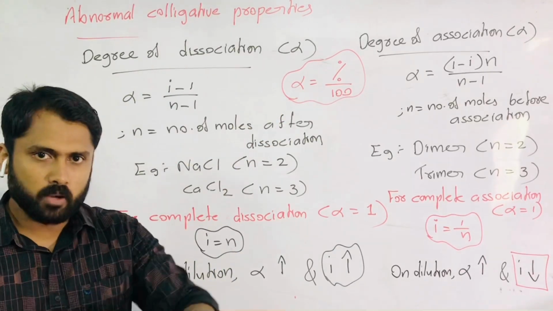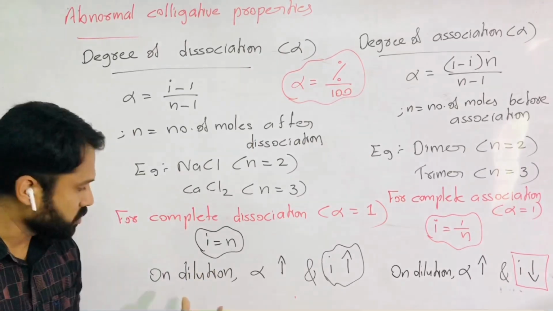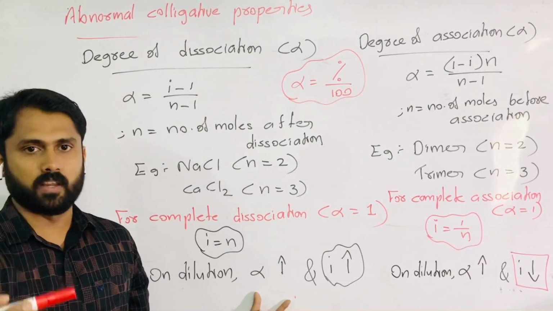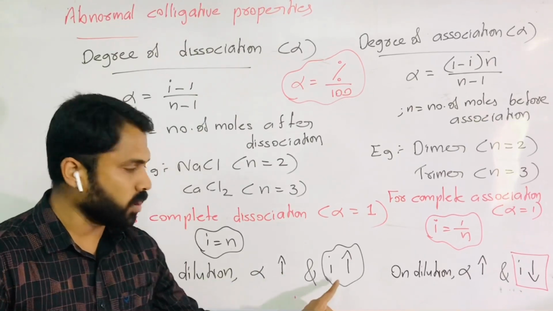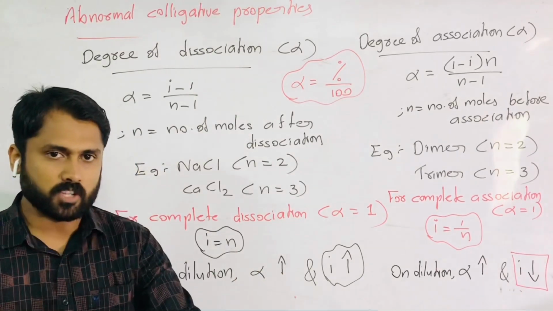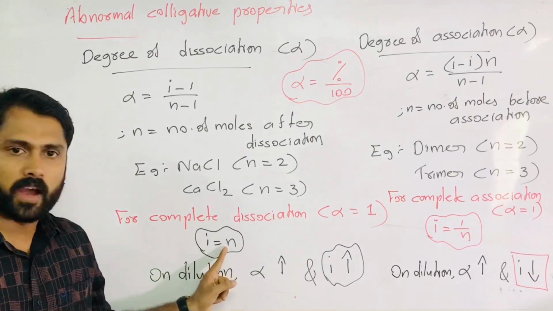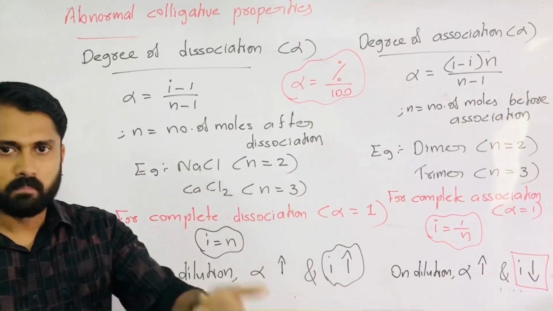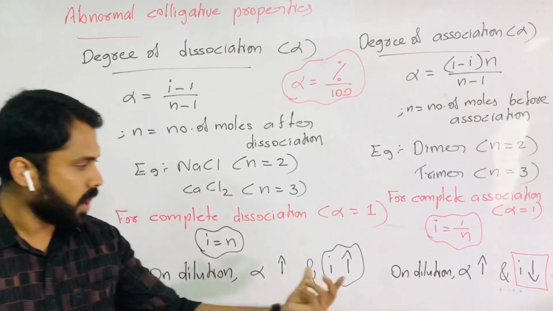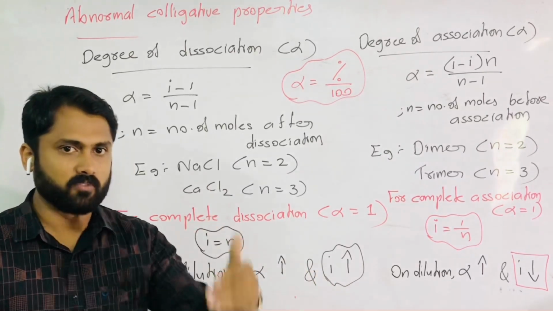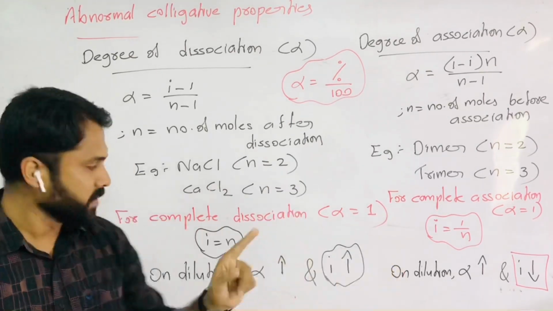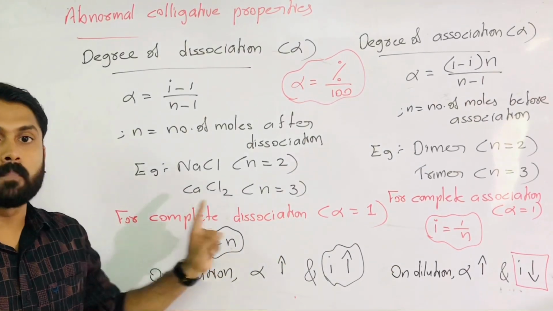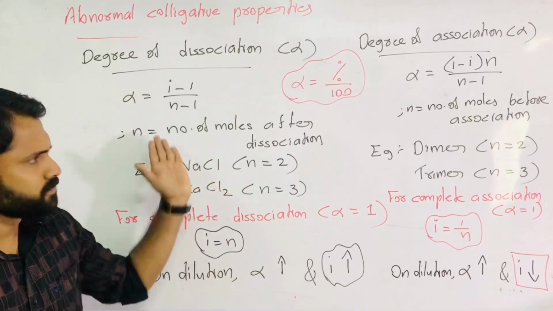If we add more amount of water, that is on dilution, degree of dissociation increases, alpha will increase. Alpha increases and so i also increases. i increases to reach n value for 100% dissociation. Before that, on dilution, i increases and will reach its maximum value, that value equal to n. It is possible only at complete dissociation.